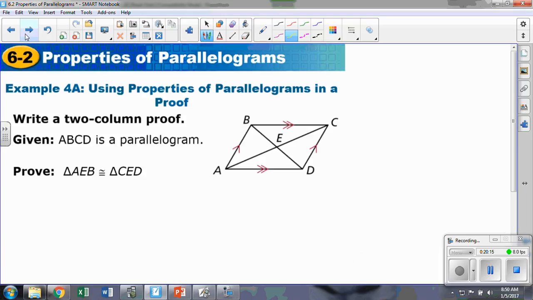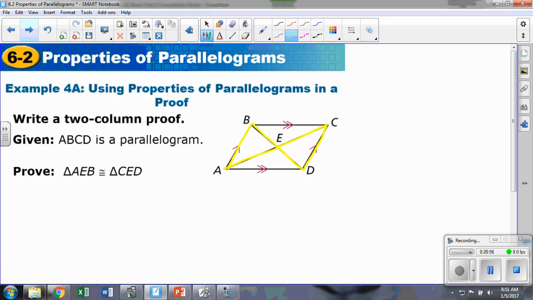Okay, last problem for the lesson. And of course, it's a proof. Prove that triangle AEB is congruent to triangle CED. So we are trying to explain why these two triangles are congruent to each other. In terms of movement, it looks like a 180-degree rotation. But since we don't have coordinates, we can't be certain that it actually does line up perfectly.